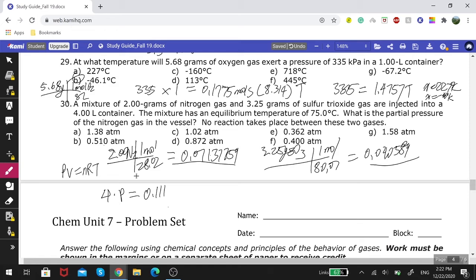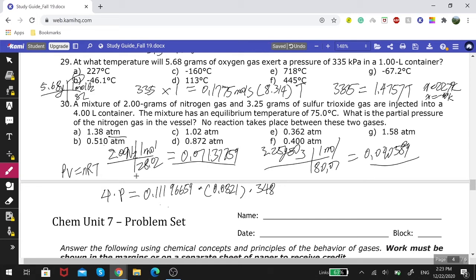0.111, nope. All right, it gives us 0.1196659. So about that, okay. Times, this time we're using atmospheres, so the gas constant for atmospheres is 0.0821, times the temperature in Kelvin, which is 75 plus 273, 348 Kelvin. Now we do all of that.